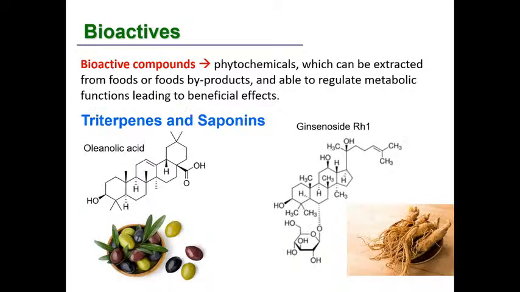There is another example, the class of triterpenes. Here we have oleanolic acid as an example. It's very present in olive oil, and saponins, that's a type of triterpene that is glycosylated. We have different types of saponins, we have steroidal ones. But this is from triterpene. Another example is ginsenoside from ginseng.